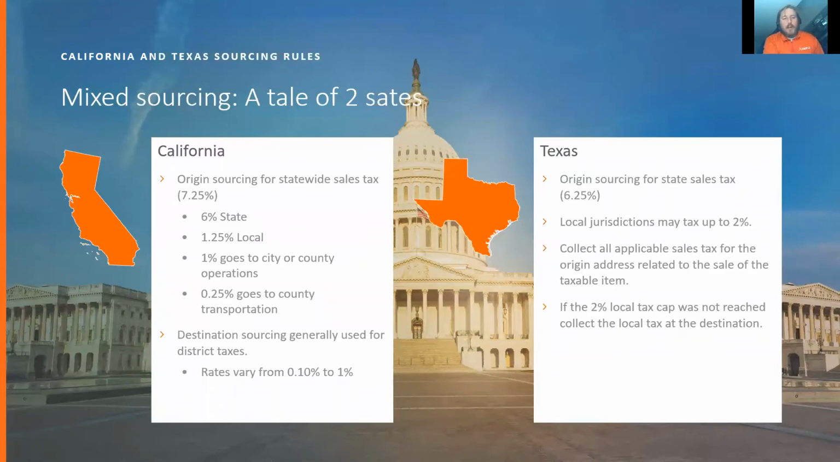So in California, they are what we call a mixed sourcing. So depending on the specific county or jurisdiction where the product is being shipped from, you see here the origin sourcing is statewide. So we got the 6%, the 1.25% for the local, and the 1% for the city county. And then the destination generally is used for the specific district taxes. So this is something that someone internally at your organization or business would have to know and keep track of. And it can be quite the nightmare, as you can imagine.